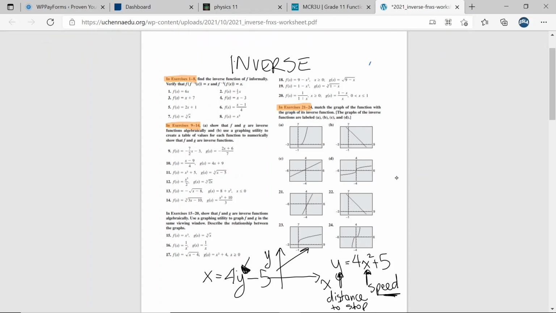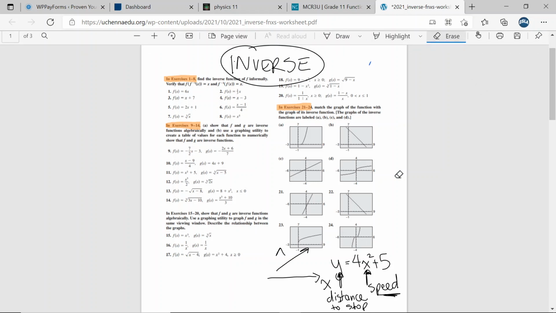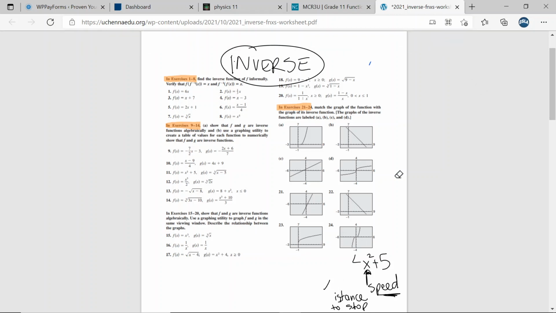So I want to look at it from a different perspective, where I want to flip the x and the y. And that's what the inverse function allows us to do. It allows us to switch around the x and the y and write things in terms of the new y, the inverse. So that's really why we're here.